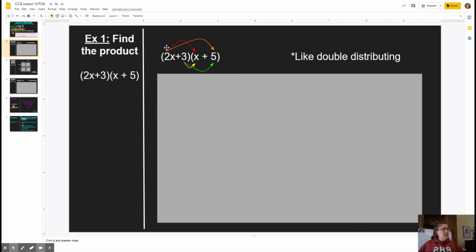And then you'll also see that I've got 4 different colored arrows. Each of those arrows is helping you, oh, Sam. Each of those is just reminding you that you need to give each part to the other part.